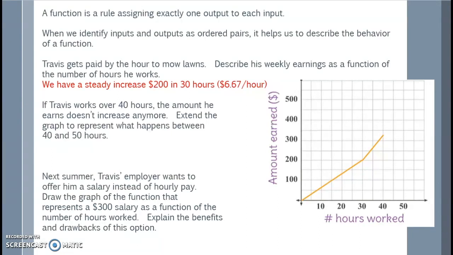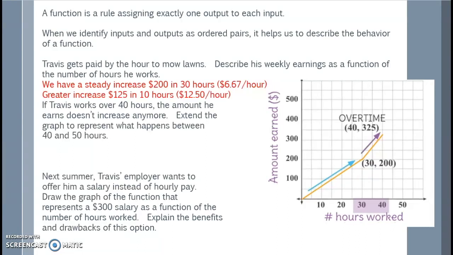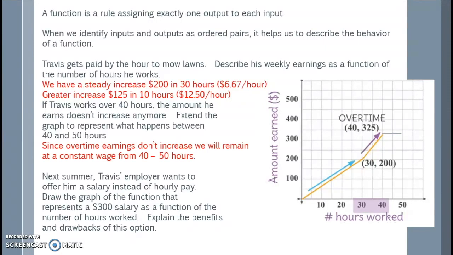It appears that we have a steady increase of $200 in 30 hours. That would be $6.67 per hour when I take 200 and divide it by 30. Further, there is a greater increase at this point since we go from 30 hours to 40 hours. There is an increase of $125. This is $12.50 an hour. That must mean that we go into overtime after 40 hours. And since we don't earn anything more, we will remain at a constant wage from 40 to 50 hours, as indicated here.